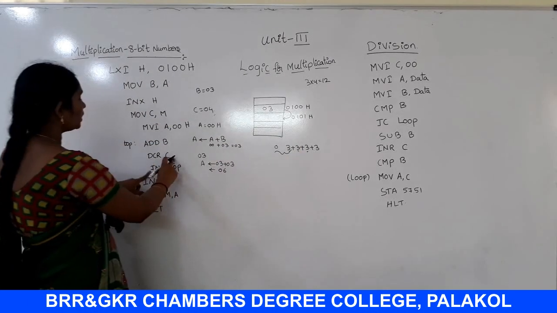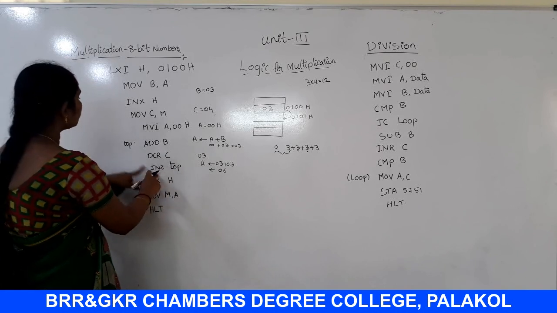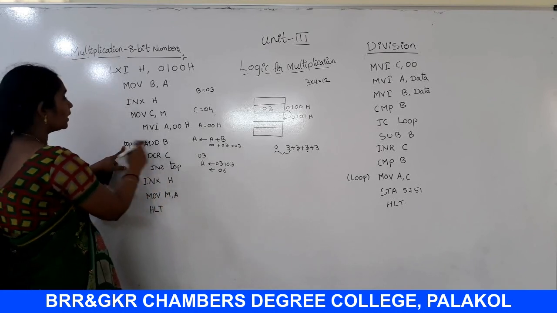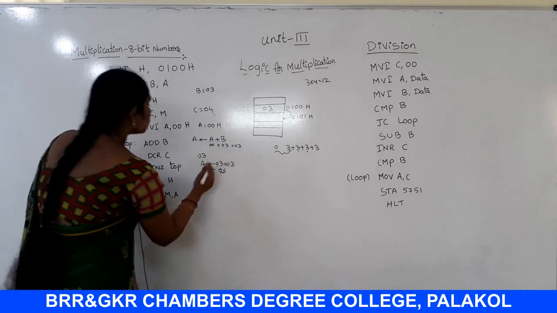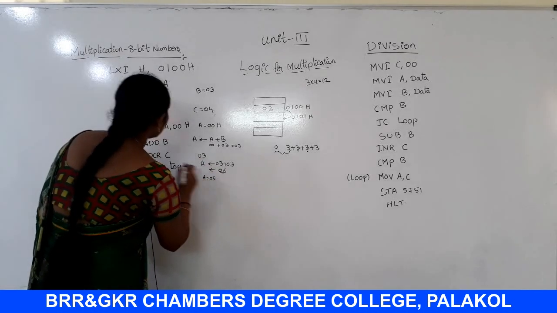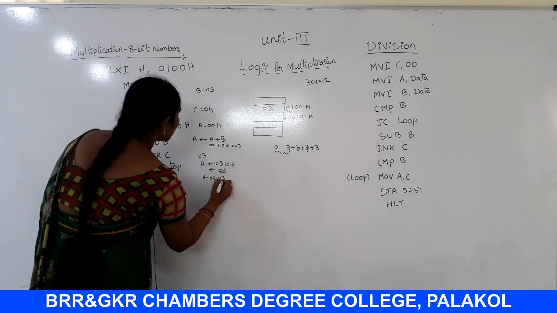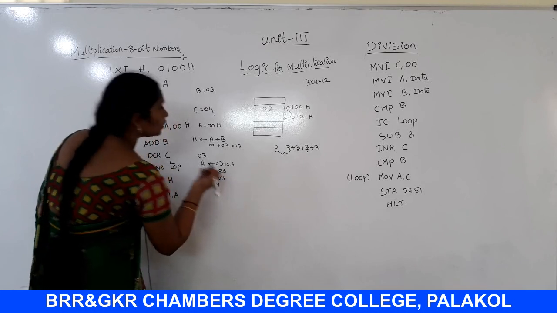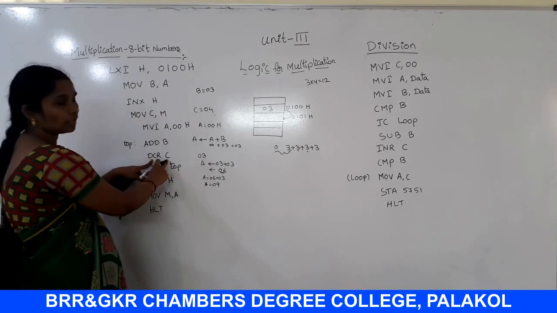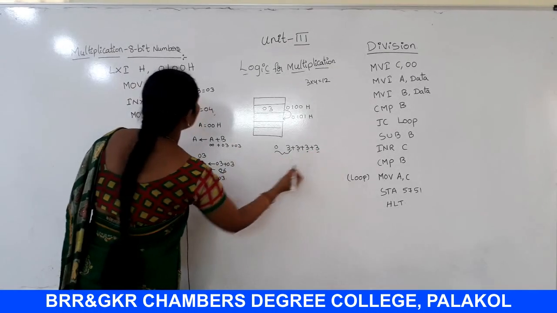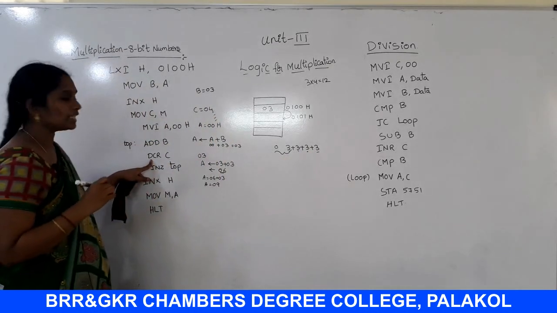So again decrement. Then JNZ, that means non-zero. Therefore this is not 0, so it will jump to the top here and again add the accumulator with B. So the accumulator is equal to 06 here, and ADD B is nothing but B is equal to 03 here. Therefore A is equal to 09 here. And after that again decrement C here. So decrement C means 4 is completed, 3 is completed, 2 is completed, and the last one, that is 1.